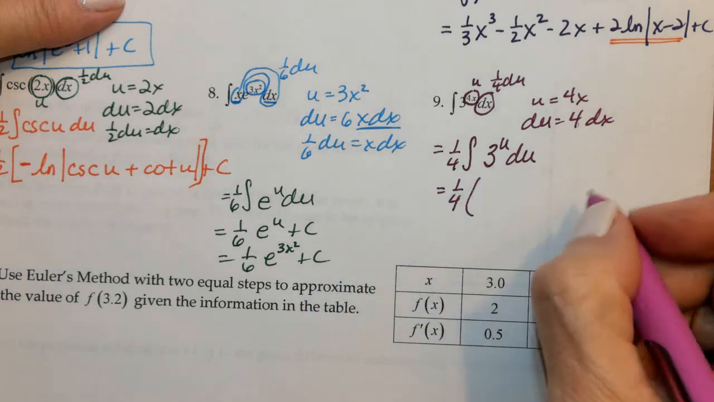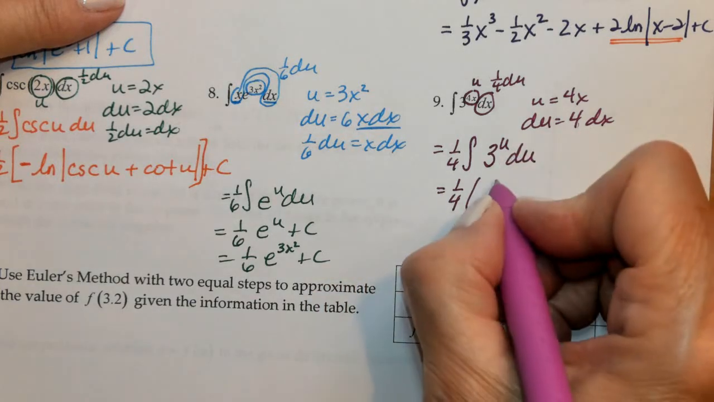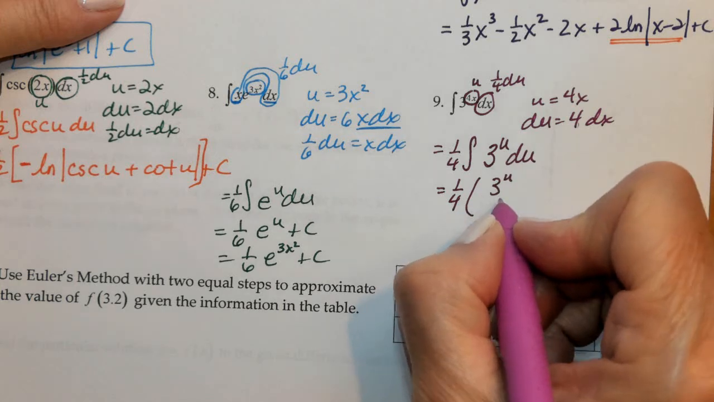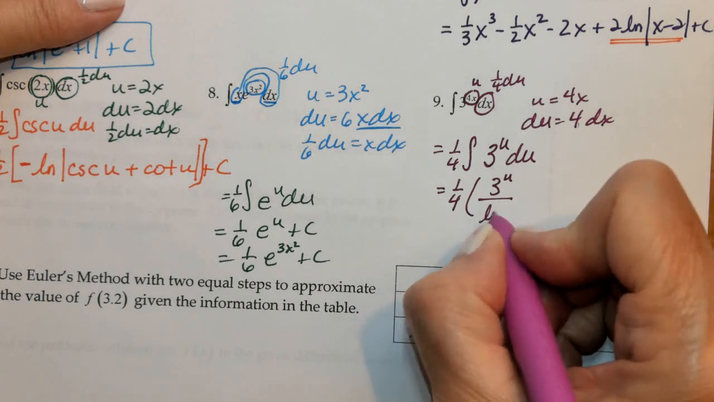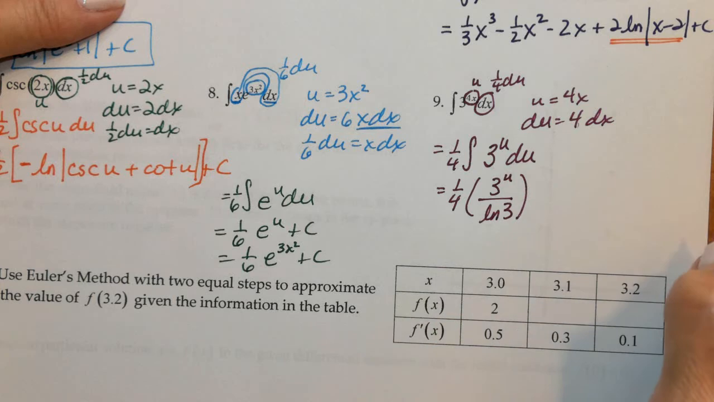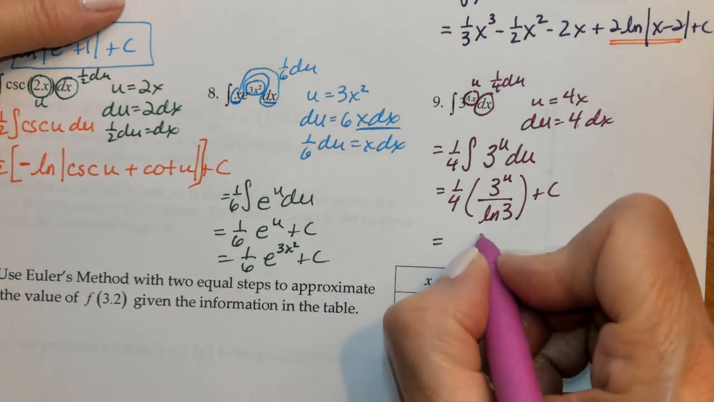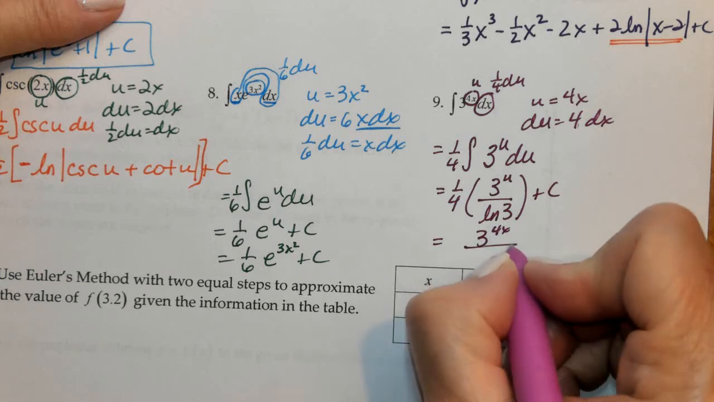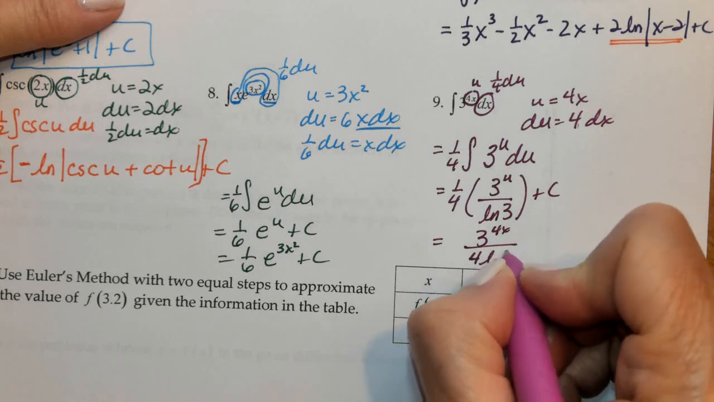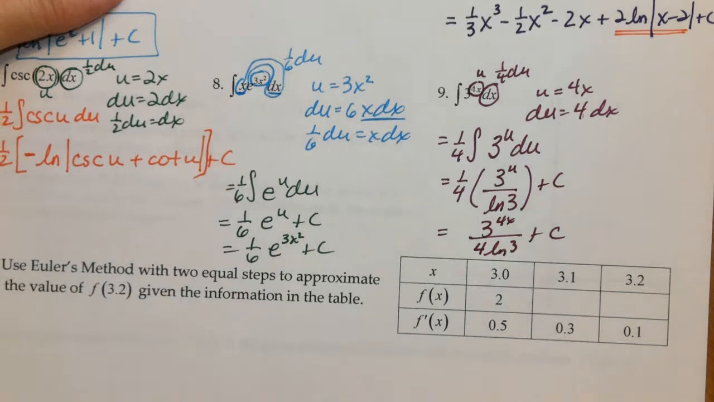Here's my thought process. For 3 to the u, I need a 3 to the u. And then I need to undo the natural log of 3, which comes with the derivative. So this will be 3 to the 4x divided by 4 ln 3 plus c.